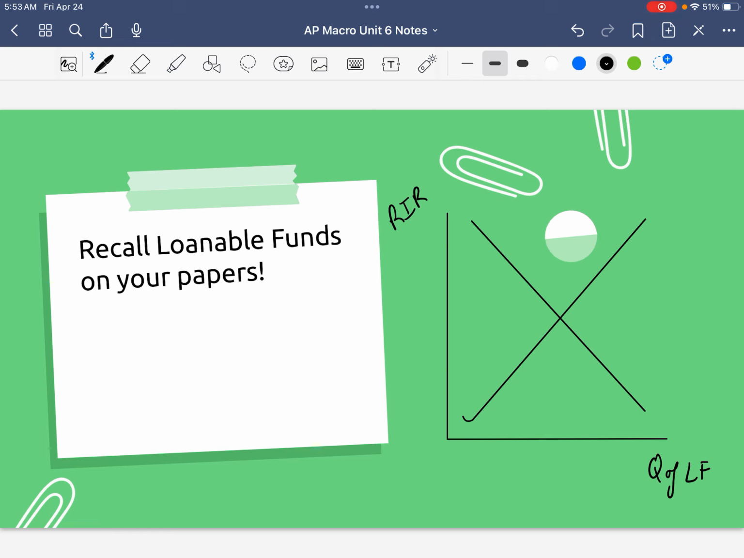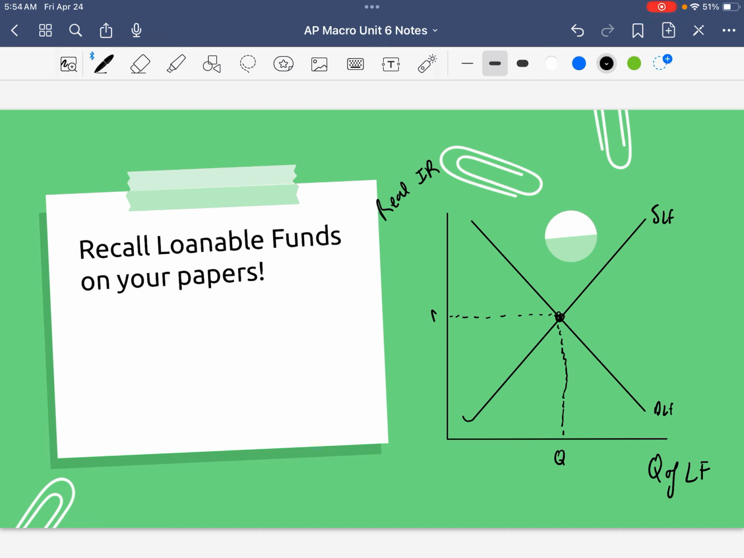Actually, if we're being so for real, then you need to write that out. If this were an FRQ, real interest rates, okay? Supply of loanable funds, demand of loanable funds, and quantity. You could do R, RIR. I'm going to do R. They're just a lot less picky on this one.